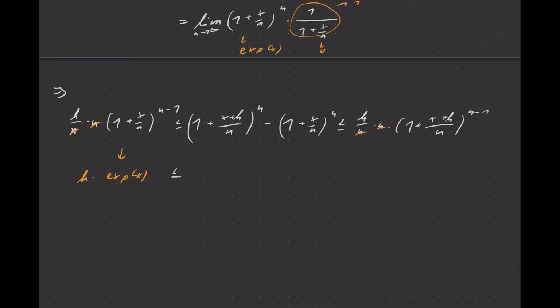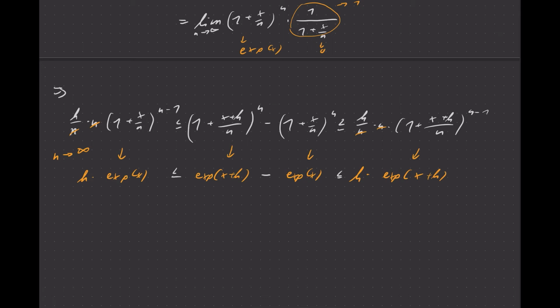So what we get here is, as n tends to infinity, this is exactly the exponential function at x plus h. And this is the exponential function at x. And finally, on the right-hand side, again, the n cancels out, and we're left with h times the exponential function of x plus h. And again, this all holds as n tends to infinity.